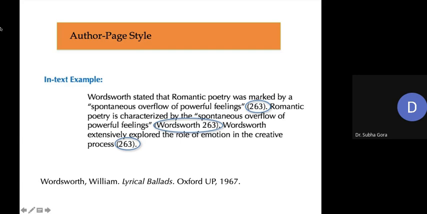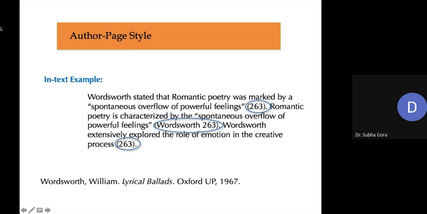So the format follows the author-page method of in-text citation here. And what does this mean? This means that the author's last name and page numbers from which the quotation is taken must appear in the text, and the complete reference, where is it? It's in the works cited page. All right.